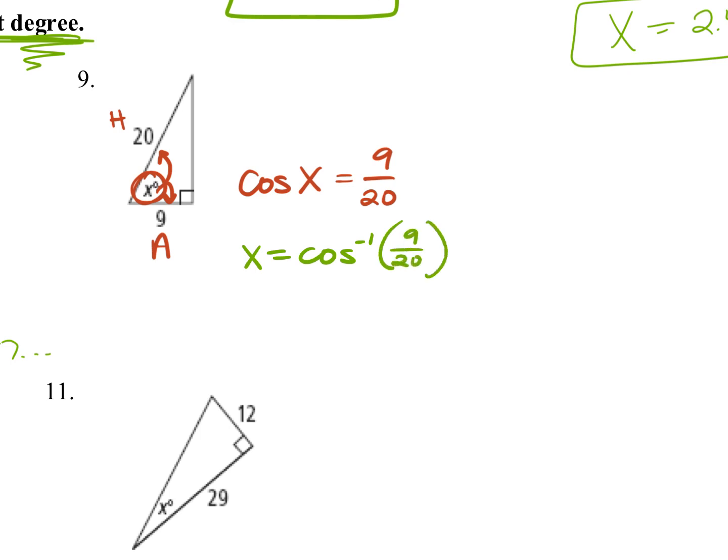Okay, so second cosine, 9 divided by 20.